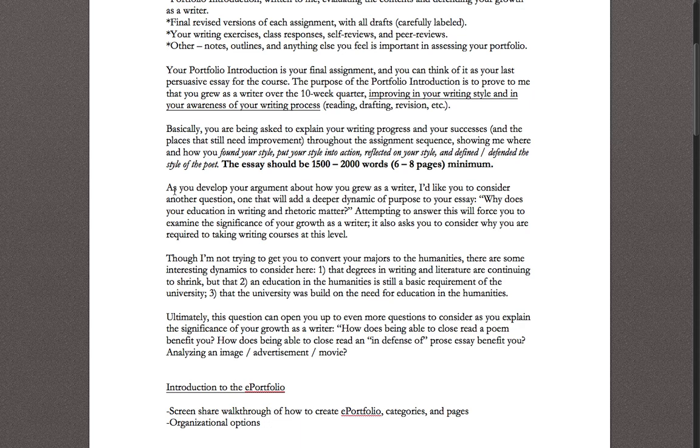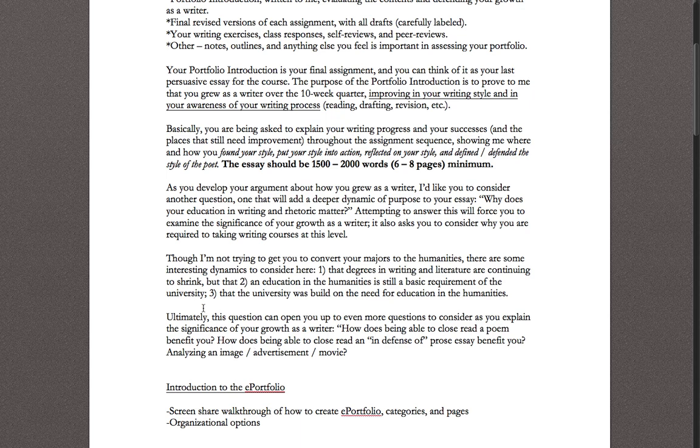How does being able to close read a poem benefit you? How does being able to close read an argumentative prose essay benefit you? How does analyzing an image, an advertisement, a movie, an essay benefit you? How does being able to write a persuasive essay benefit you? All these things that you can answer. These are not questions you need to directly answer in the draft. This is just some ideas to get you thinking.